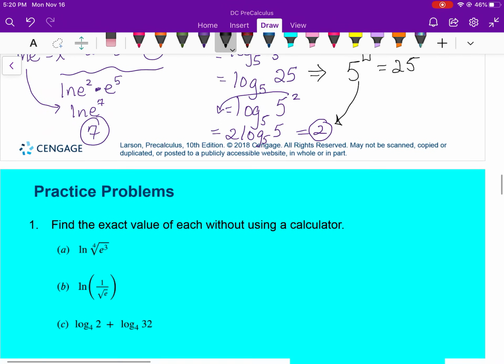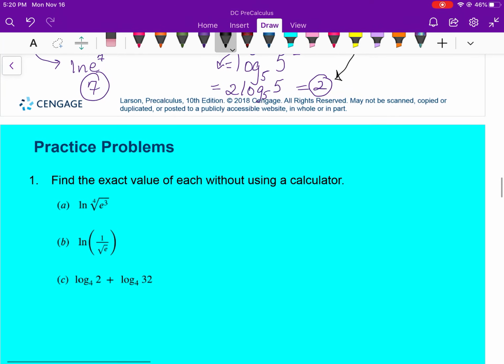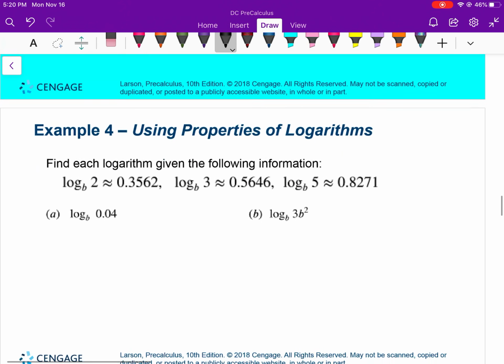You've got some practice problems here that you can try, and there's plenty more on WebAssign. And then when I see you on Thursday, we're going to start here with example 4.